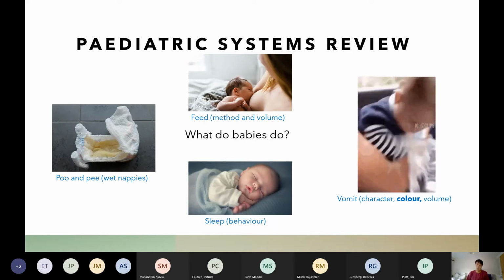Make sure to ask the colour. Why have I bolded colour? Why do you think it's really important we asked about the colour of the vomit?